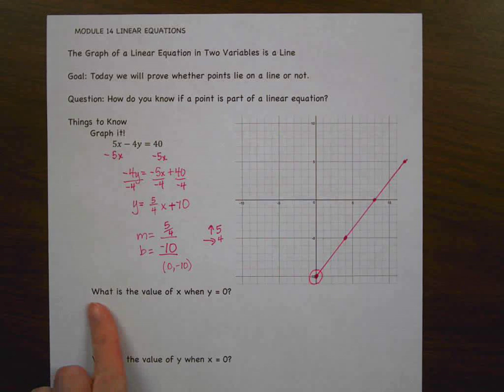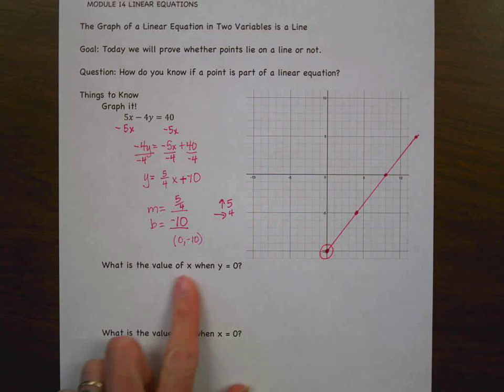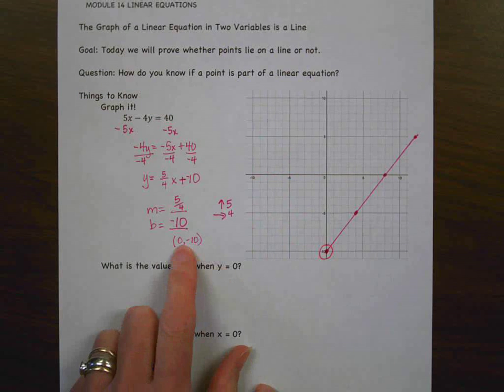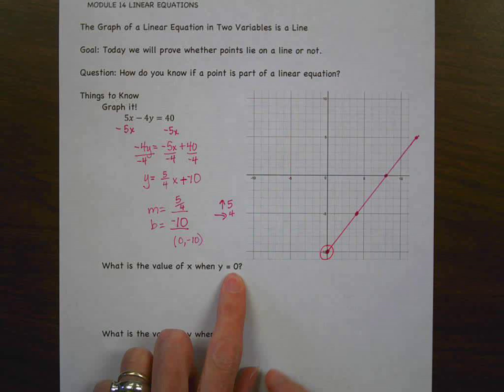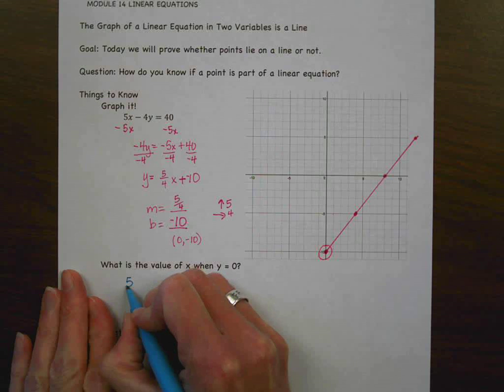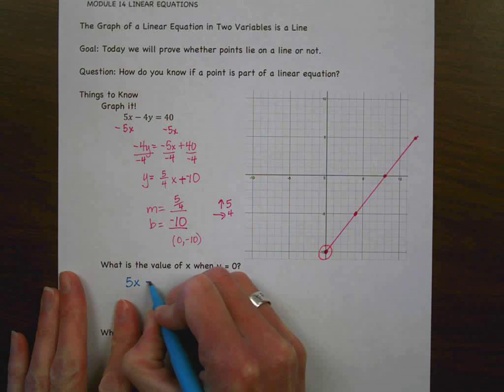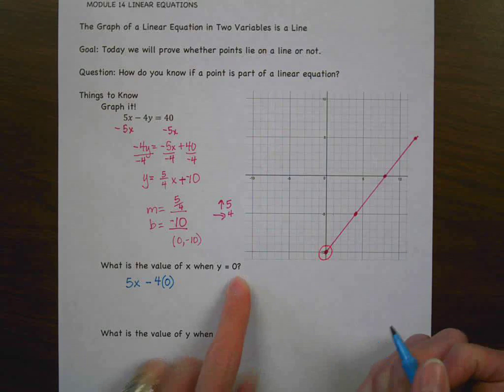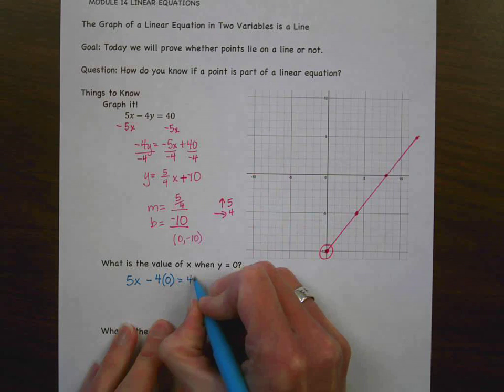Well, what would happen if we did this? It says, what is the value of x when y is 0? We know what happens when x is 0, because here's a 0 for the x, but what happens when the y is 0? In order to do that, you have to actually plug it in. So I'm going to take 5x minus 4 times 0, because it's saying that the y is 0, equals 40.